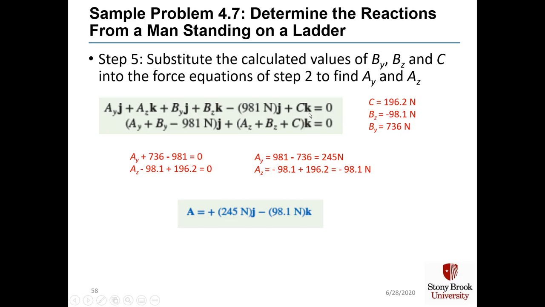Then we get two simple equations algebraically for ay and az, and vector a is equal to 245 newtons. There's our 245 newtons times a j, because vector a sub y was determined as a multiplier of j, and minus 981 newtons times k, where the minus 981 newtons is the magnitude of a sub z.